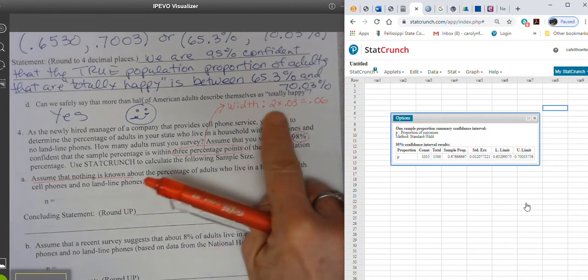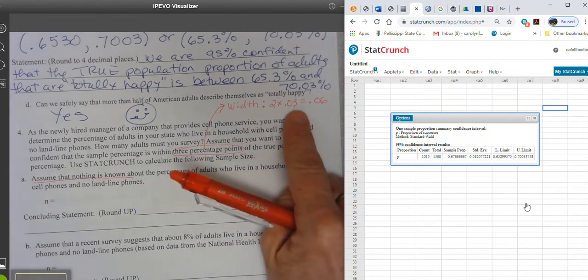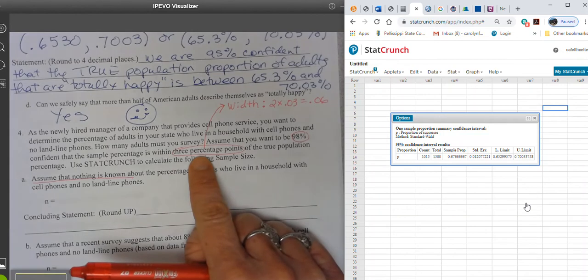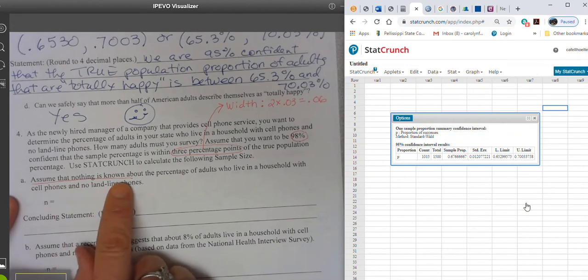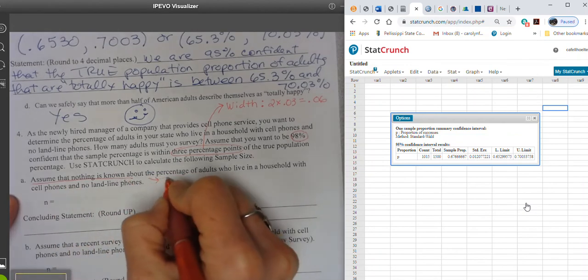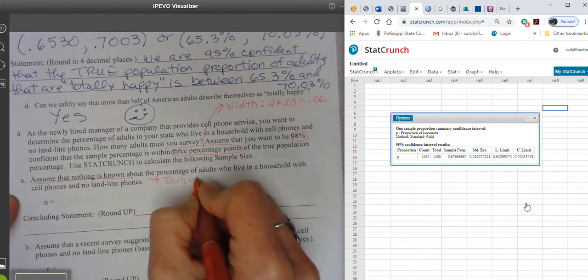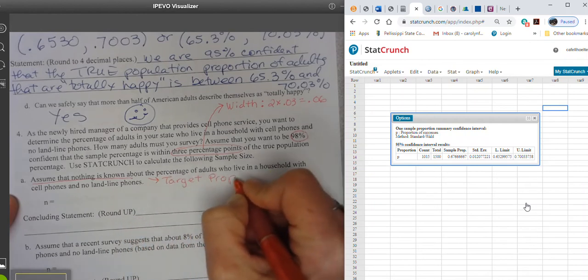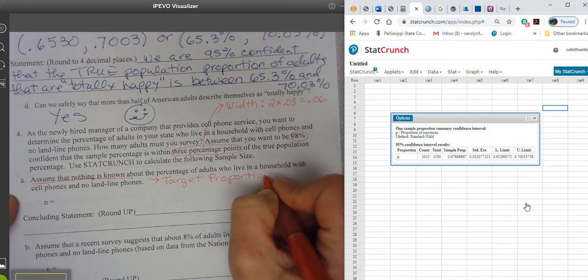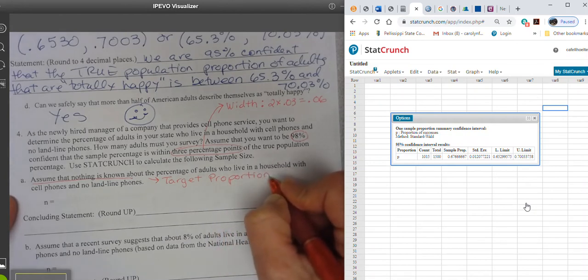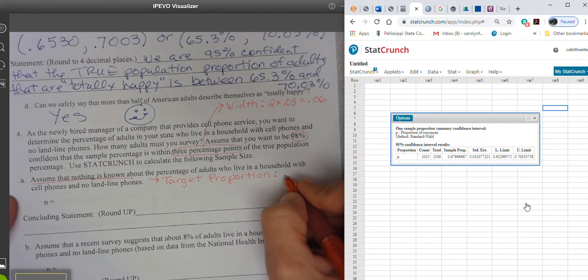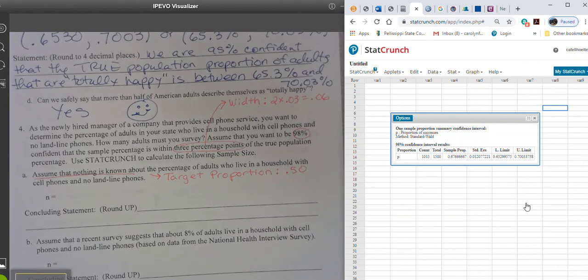We need to enter this in StatCrunch when we're letting it know how accurate we want to be. The other thing we have to tell StatCrunch is that we know nothing about the percentage of adults. In StatCrunch, there's a place where we enter something called the target proportion. In this example, we don't have a target proportion. When you don't know anything, we just start at 50%. So let's look at this in StatCrunch and see how it looks.